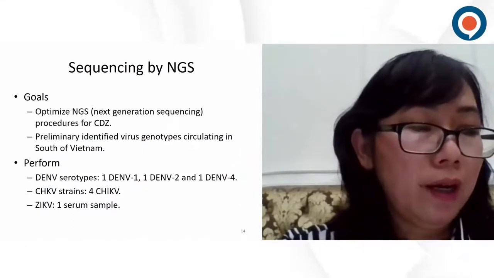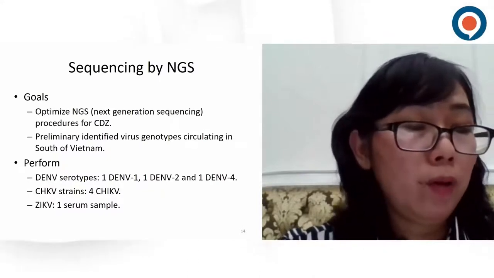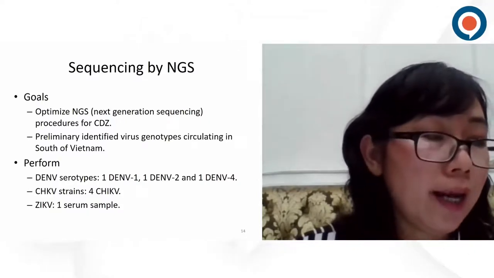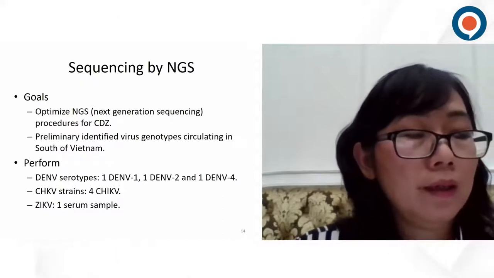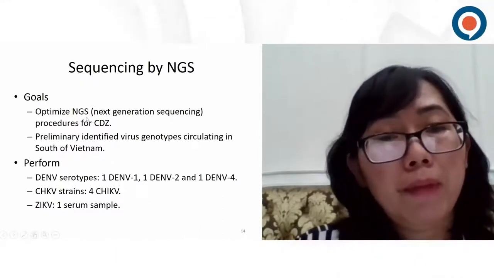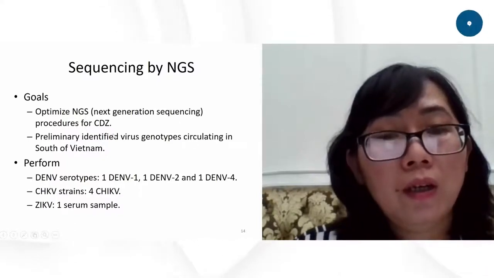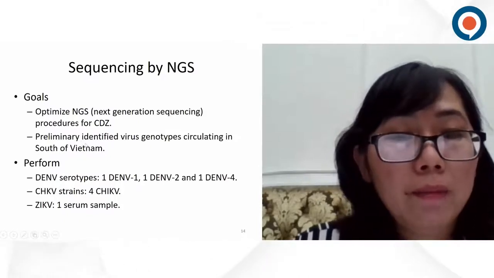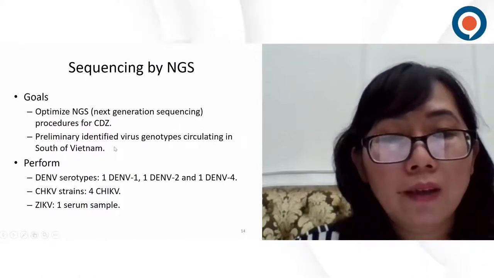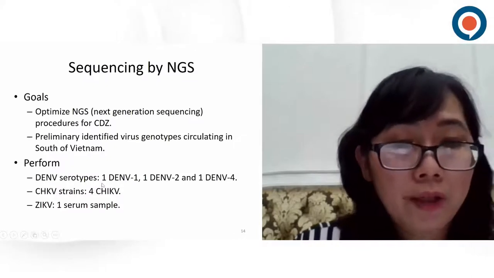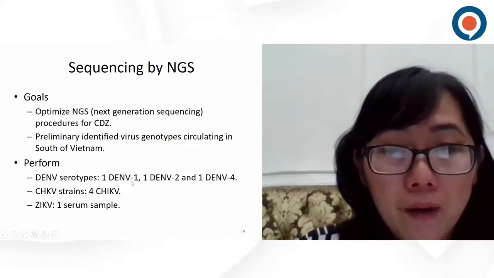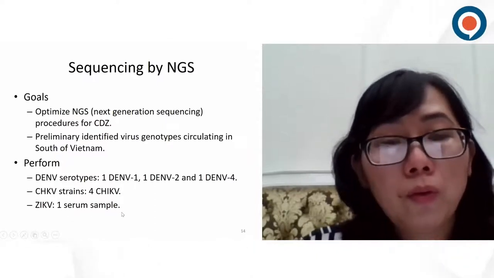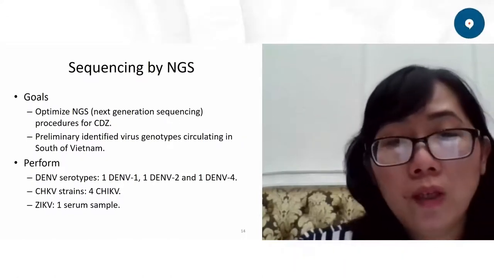In order to make a preliminary analysis of the molecular epidemiology of the CDZ pathogens, we applied next generation sequencing to identify genotypes, with the idea to optimize the NGS procedure for samples from virus isolates or sera, and preliminarily identify virus genotypes circulating in southern Vietnam. We implemented three dengue serotypes, 1, 2, and 4, the chikungunya virus strains, and only one serum sample to do whole genome sequencing.